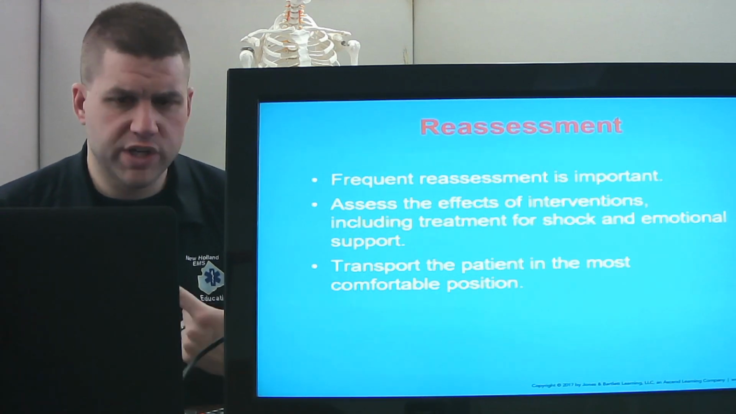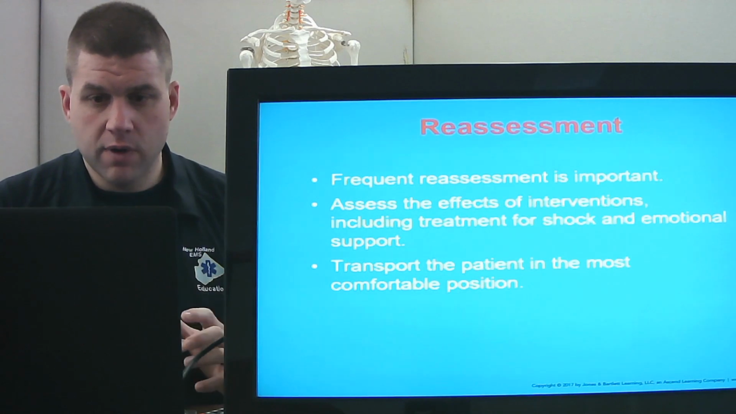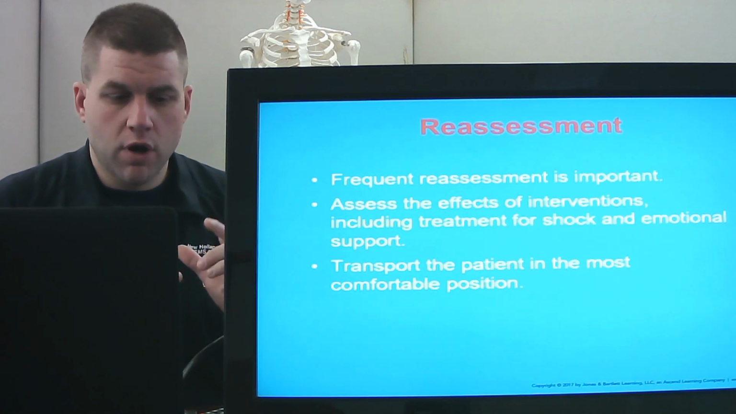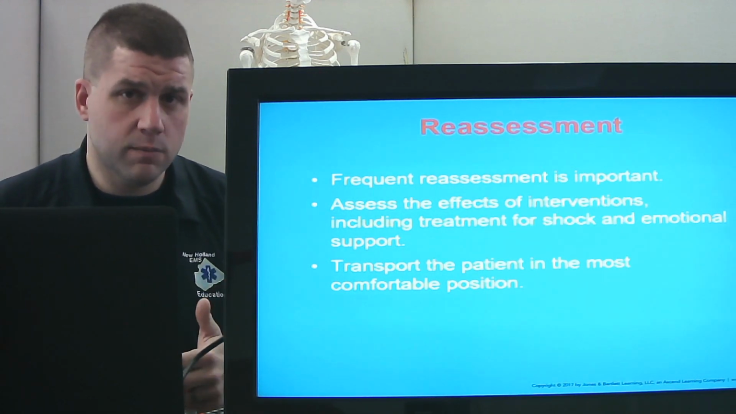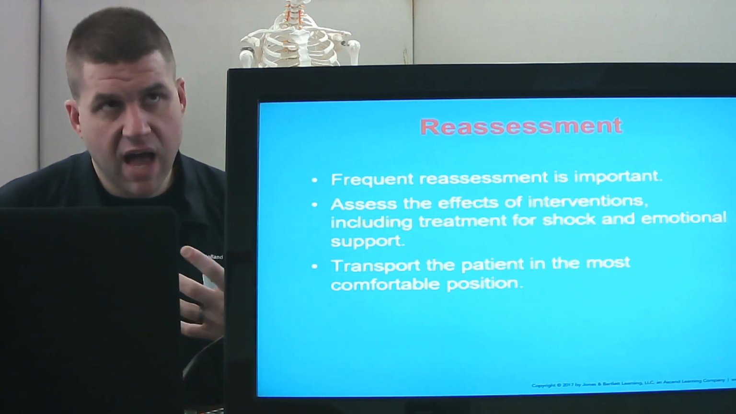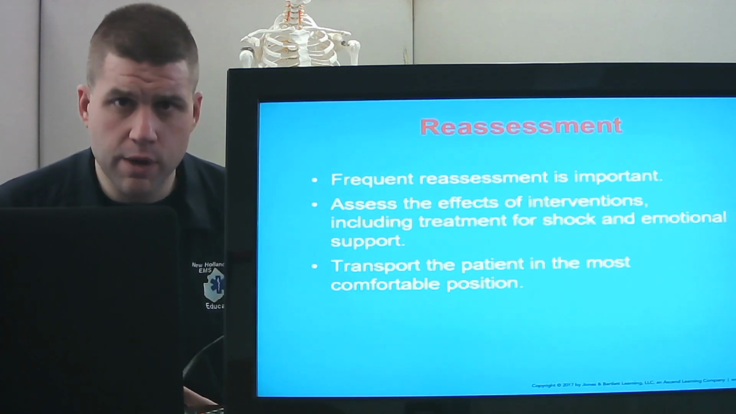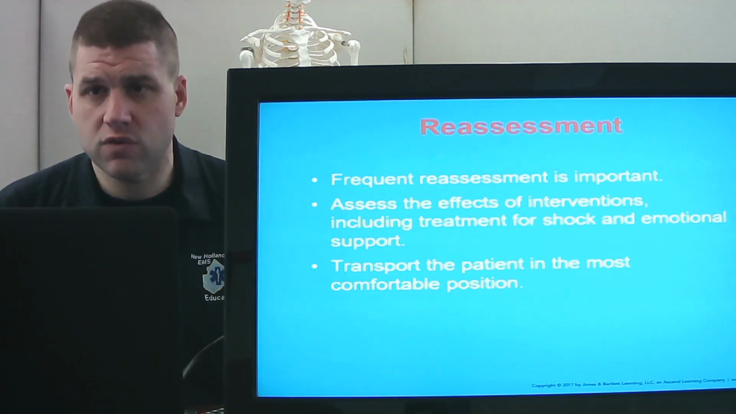So if we think we're dealing with something like an AAA, an aortic aneurysm, these patients can go from stable to unstable very quickly. So reassessment is important. And having an idea of what's going on by getting a history is also very important with these patients. It gives us the best way to have an idea of what's going on.